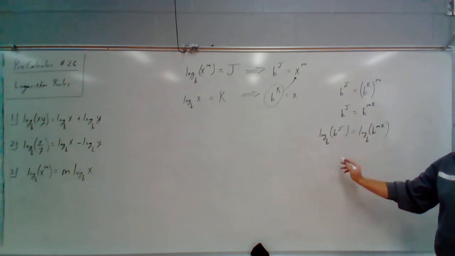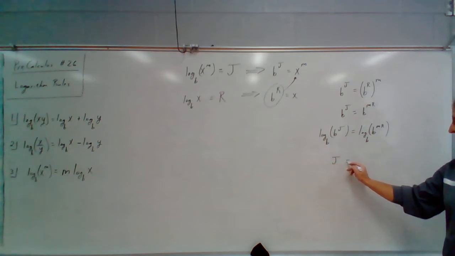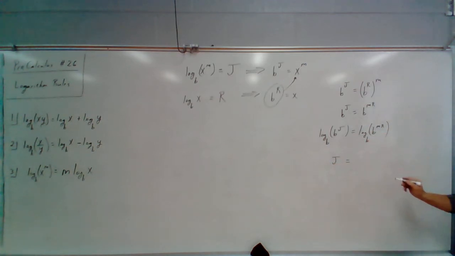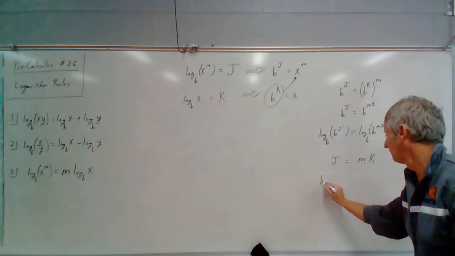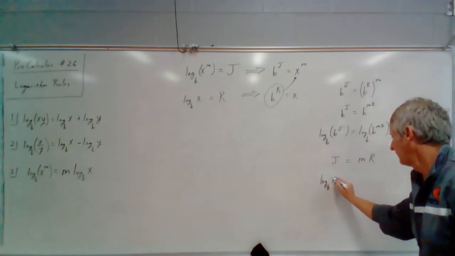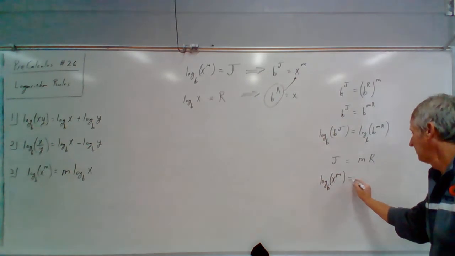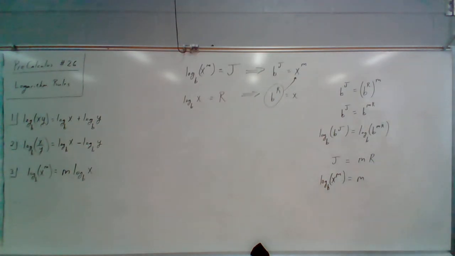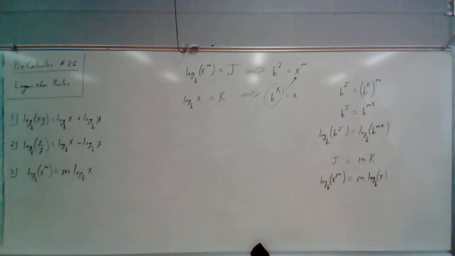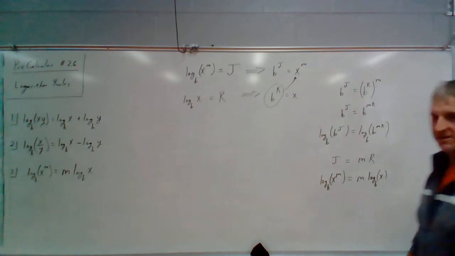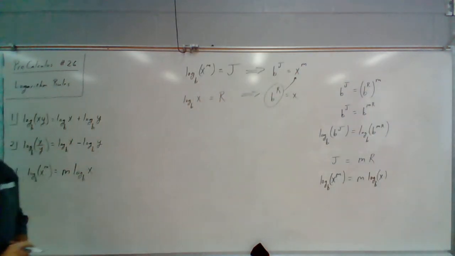Alright, log base b of b to the j is just j. Log base b of b to the m times r is just m times r. Alright, well what was j? J was log base b of x to the m. There's m. And what was r? R was log base b x. And we have proven the rule. That's exactly what we were wanting to prove.